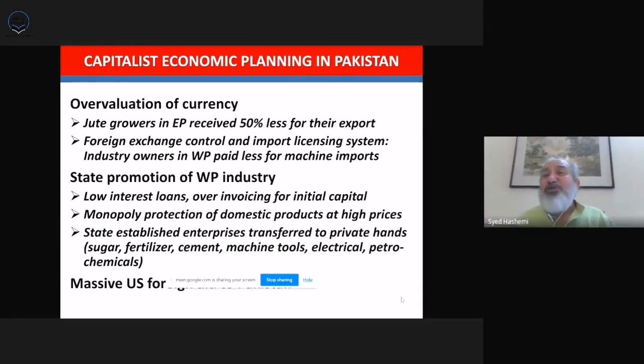State promotion of West Pakistani industries, that was promoted by the people in state in national government, low interest loans, over invoicing for initial capital. We will be discussing that in more detail in the discussion groups.